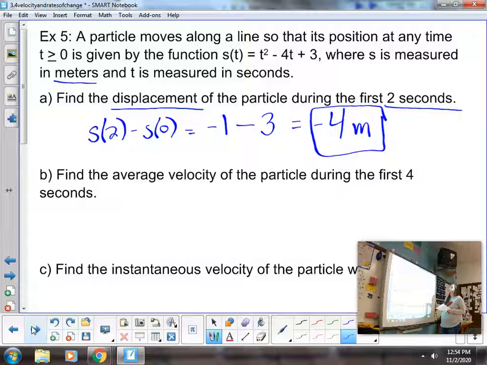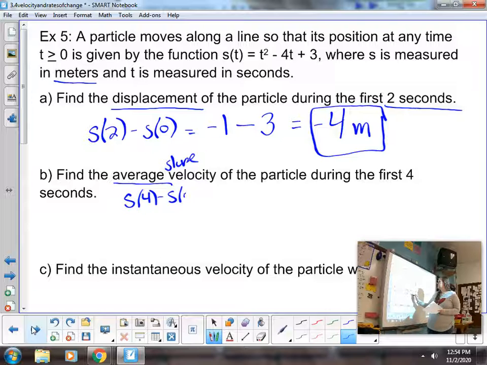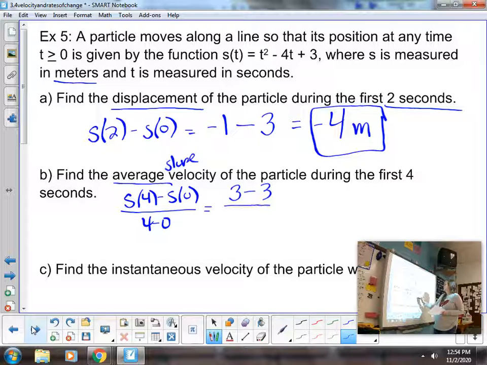The average velocity during the first 4 seconds. Average velocity, you see the word average there, that's going to be a slope. So this is going to be s of 4 minus s of 0 all over 4 minus 0. Now notice we're finding s of 4, not s of 2, so you can't just reuse your answer from part A here. So I do have to plug in 4. S of 4, 4 squared minus 4 times 4, that's 0, plus 3 is 3. And then, of course, s of 0 is 3. So your answer is going to be 0 meters per second.